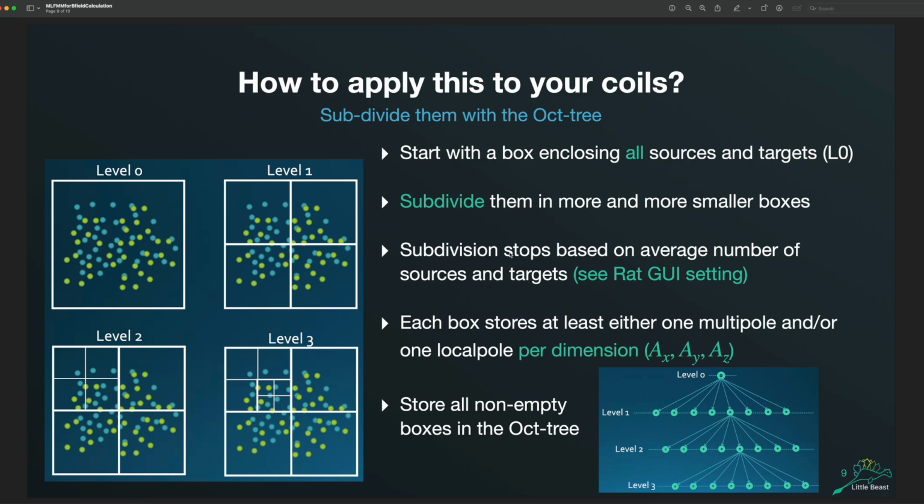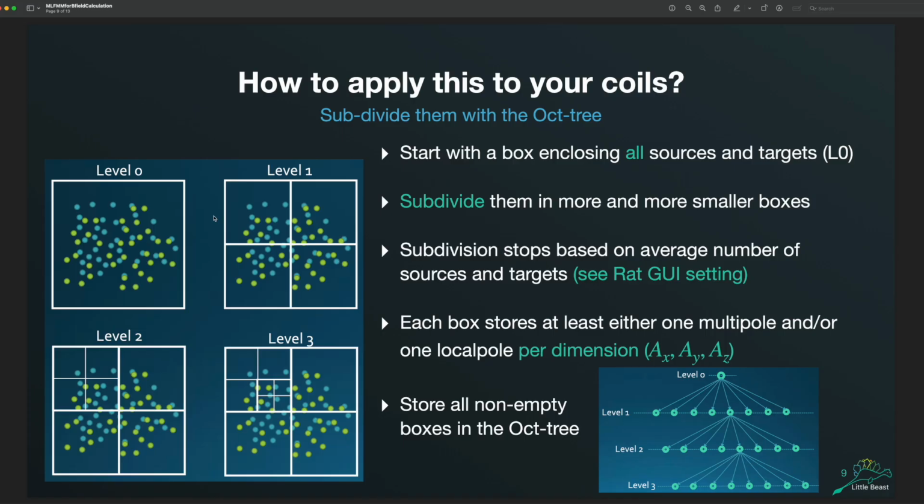Then how do you apply this to your coils? Basically, you take your model and you start subdividing the sources and targets into these multipoles and local poles. And you do that by placing them in an octree. That's the technical name for this. It's shown here below. So you take all your sources and targets. The collection of sources would be your coil, and the collection of targets would be the location where you want to calculate the field, which could either be the mesh of your coil or a plane and so on.